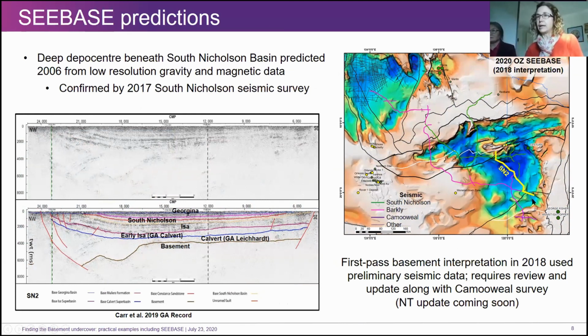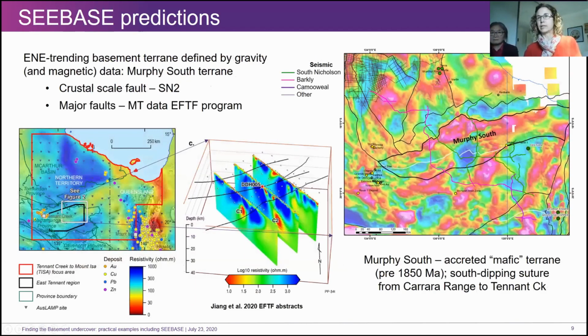So I will just highlight, this was done in 2018, just before the South Nicholson data really was available. We had it quickly for a quick check at the end of the project. So Queensland now needs to be updated along with the Cam and Wheel seismic, but there is a new interpretation for the NT that's just in final review. The fault that Nadej has shown, I will refer to in this next slide. And again, looking at our understanding of the basement terrains, and that influenced our interpretation through this area.